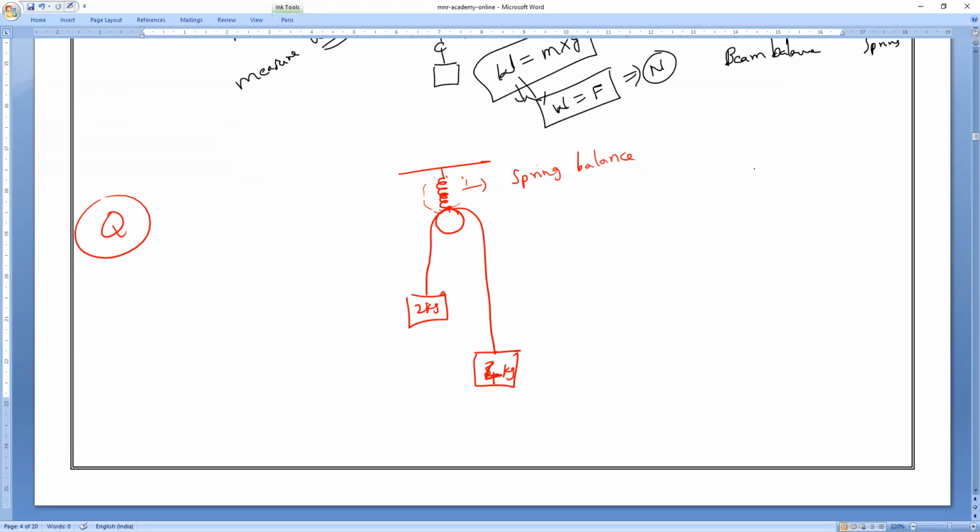So we all know that. Let me consider the spring constant K equals 100 Newton per meter. Now what is the elongation of the spring? That is my question. Elongation of the spring, not string. Clear, everybody? We have to find the elongation of the spring.